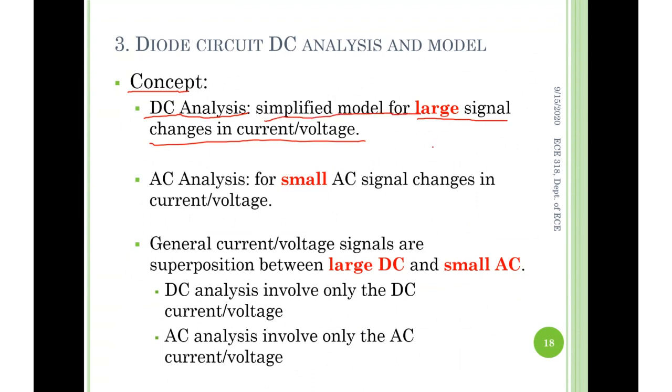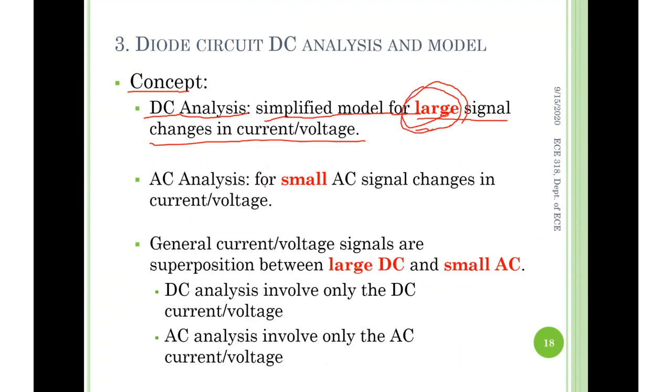Actually, what it means is, first of all, DC analysis is talking about very large DC voltage. What does it mean by very large? This is an electronic circuit. There's no 100 volts or 1,000 volts, kilowatts. No, that's not electronic circuit. That's power circuit. In the electronics world, large signal means like what? 10 volts, okay, that's large signal. 5 volts, okay, that's a large signal. So we are talking about large signal like that, which is DC.